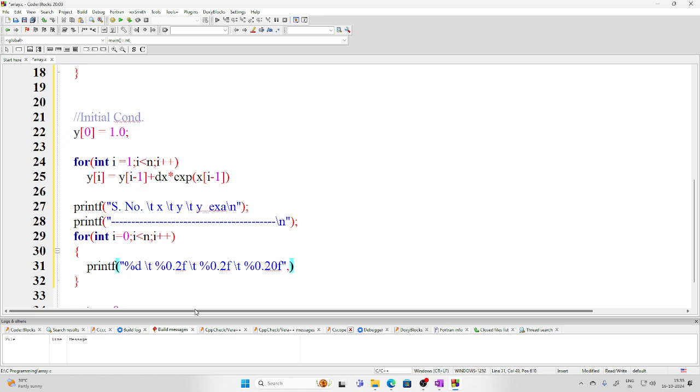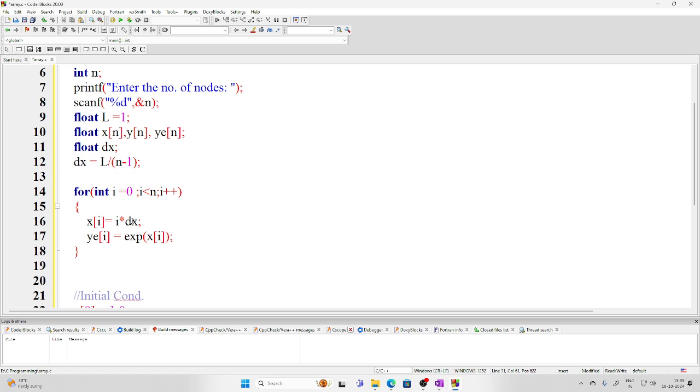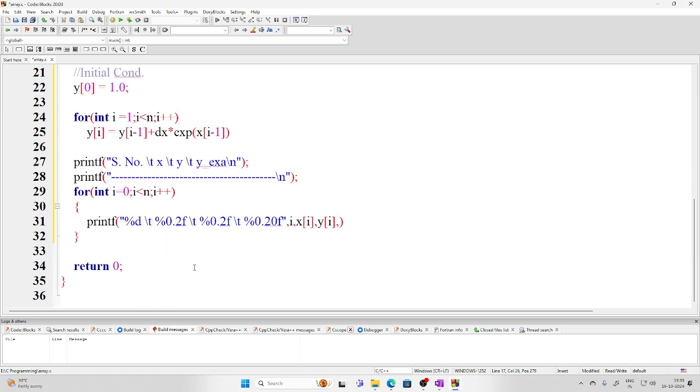So first i will come, then x will come, then y will come, that is the numerical computed y, the one which we have done using numerical computation, and the one which you are getting using the analytical result, that is y exact. So this is y exact i. After printing this, one should move to the next line. Then to complete this table, let us print this again.